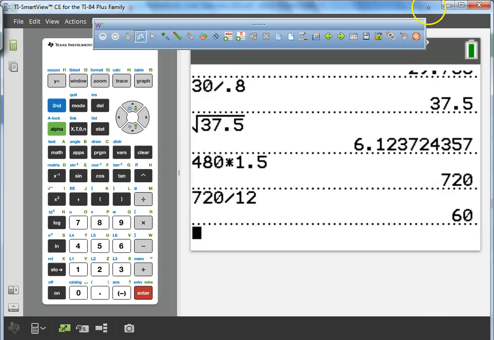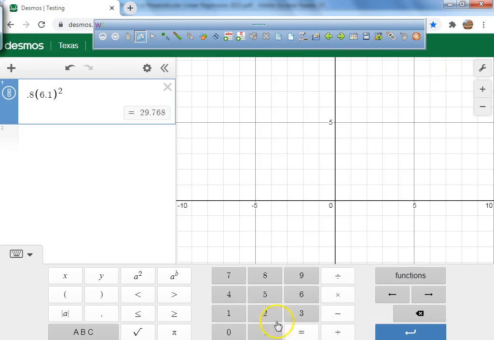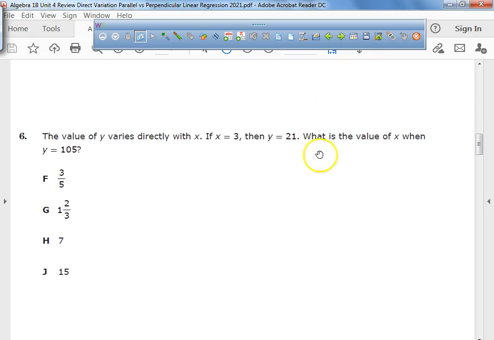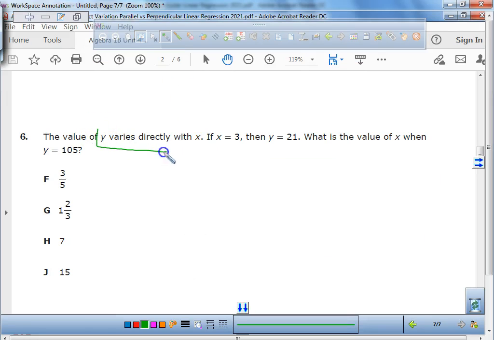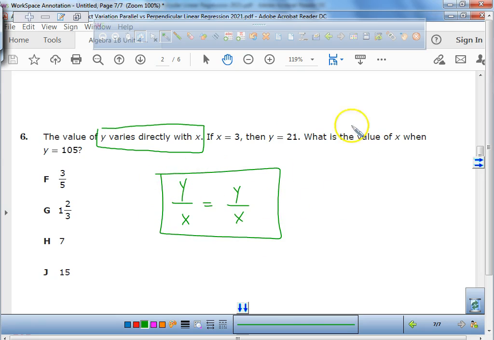Last problem, and then you guys will have a wonderful day and a wonderful weekend, is right here. This one is as straightforward as it gets. It does not get any easier than this, because what does this say right here? So I want you guys to put y over x equals y over x. I want you guys to write this down, fill it in, cross multiply, because we're not leaving until you guys get this done. All right, what you should have done is taken this 21 and put it over a 3 and set it equal to 105 over x.